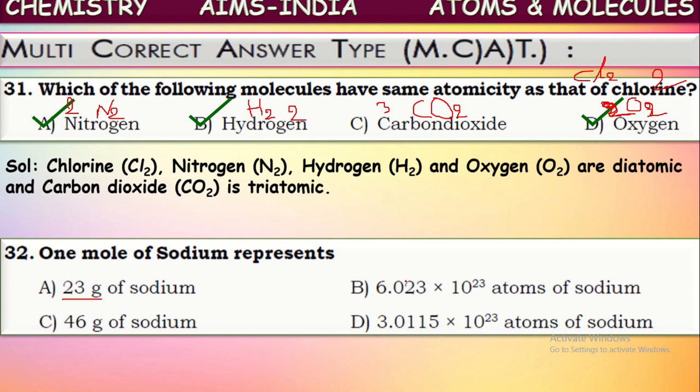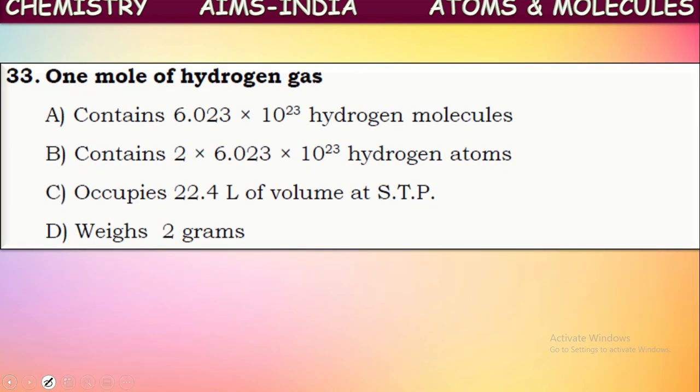What does 1 mole mean here? We know 1 mole means 6.023 into 10 to the power of 23. These many atoms of sodium are represented by 1 mole. So 1 mole of sodium represents 23 grams of sodium and 6.023 into 10 to the power of 23 atoms of sodium. These two are correct regarding 1 mole of sodium. Okay, these two will be the correct answers now.